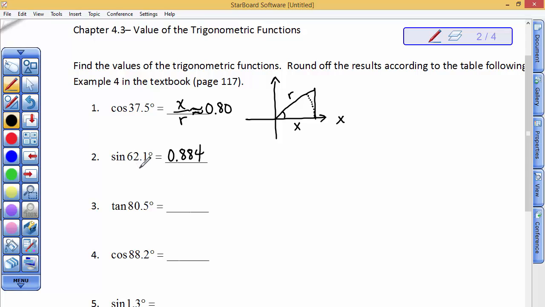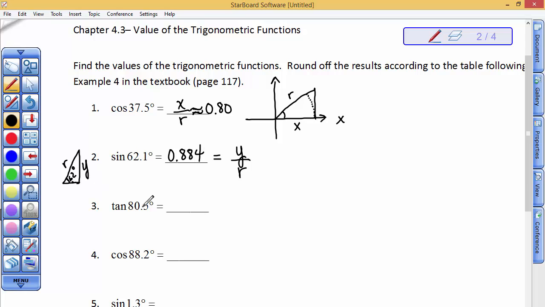It knows the ratio of a 62-degree angle for the side y divided by the side r. So here's my triangle, 62 degrees may be something like this. It knows that this side right here is pretty close in length to the side r. If I swung that over there, y is about 88% of it.